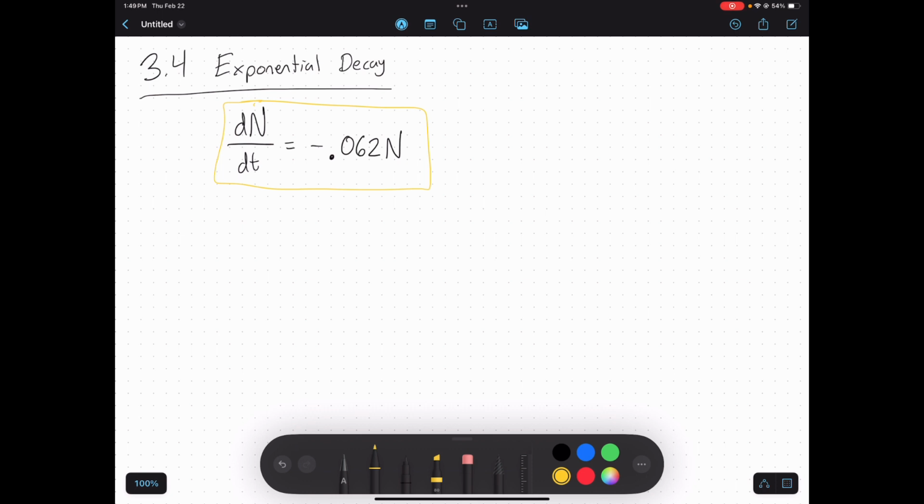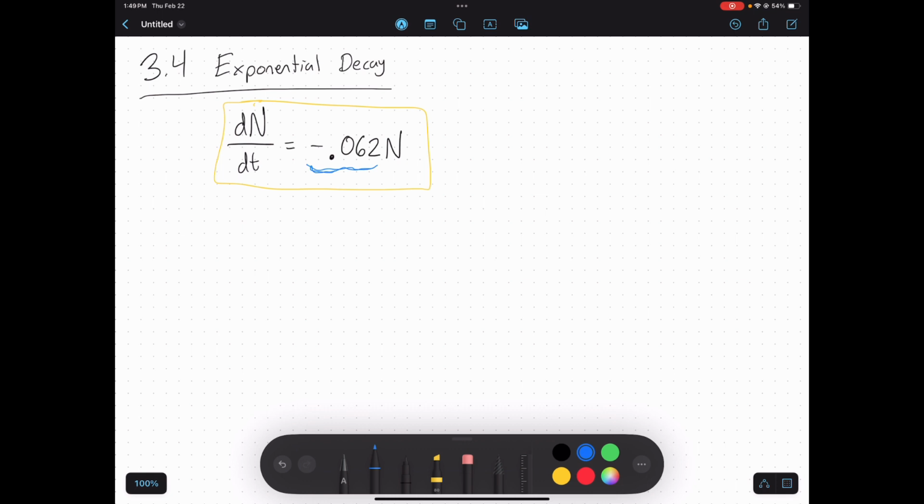This is telling me that the rate that my n function changes is equal to negative 0.062 times the function value of n. This is telling me that the rate of change is directly proportional to the function value. What does that mean about this equation? It's exponential. Okay, this is an exponential equation, and this is how the function or the rate of change relates to the function value.